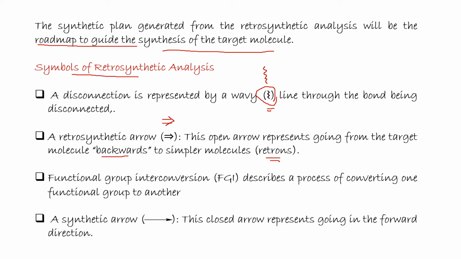Functional group interconversion, FGI, describes a process of converting one functional group to another. After we're done with the retrosynthesis, we use this synthetic arrow that we used in Organic 1 and Organic 2, okay, for the synthesis of any compound. This cross arrow represents going in a forward direction.